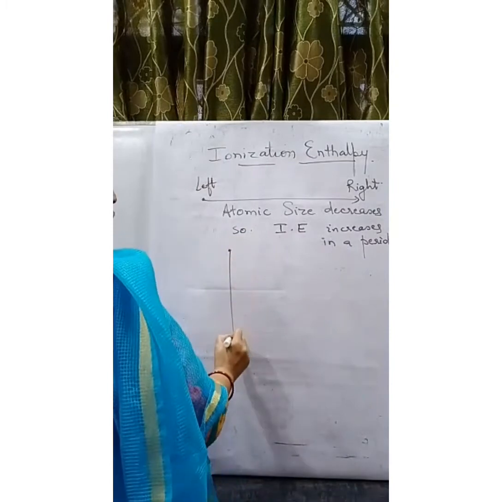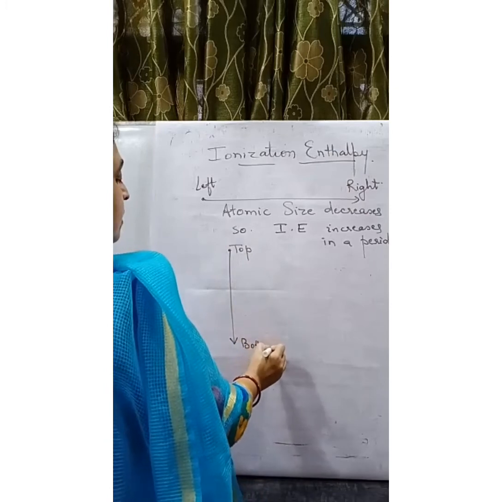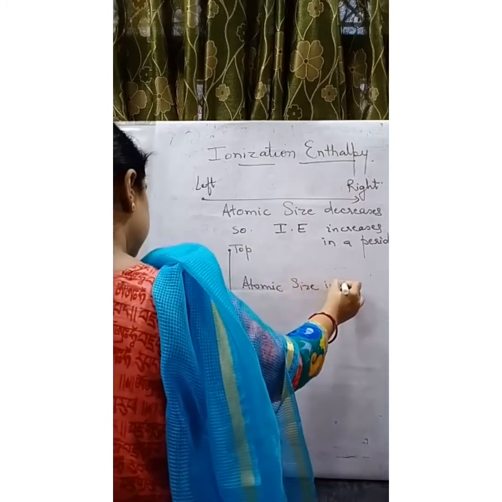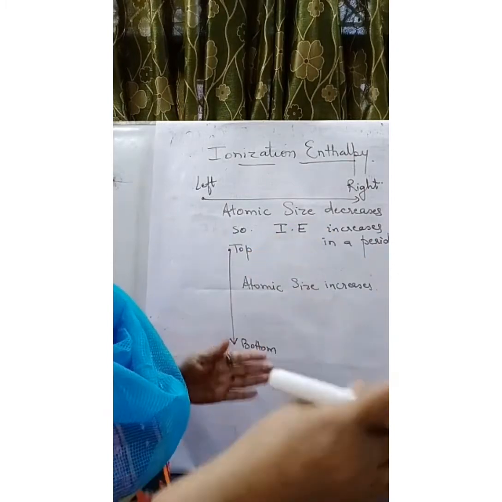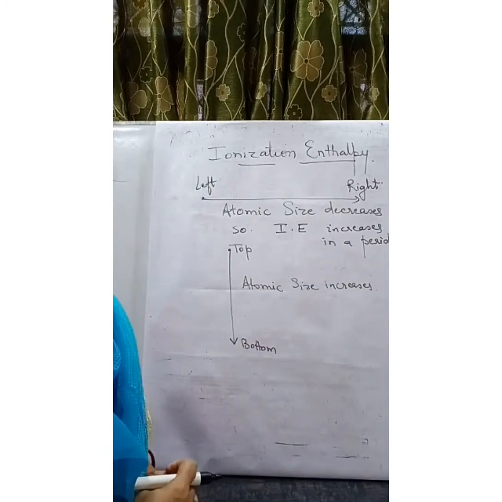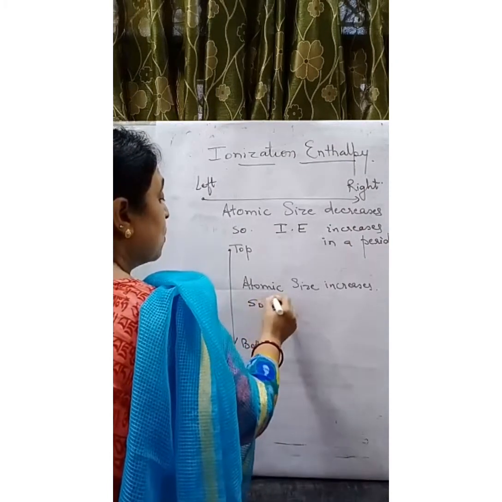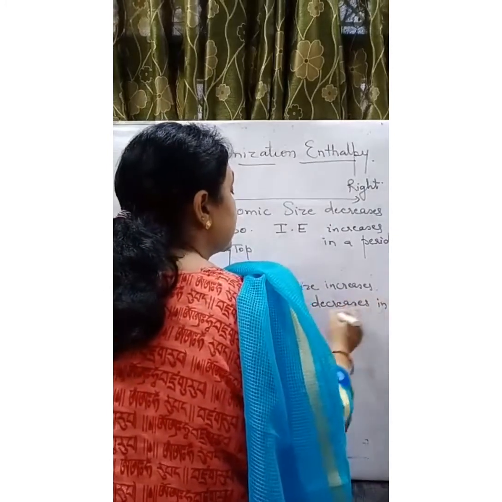If we move from top to bottom in a group, atomic size increases. Why does it increase? Because every time electrons are added into a new shell, the distance between the nucleus and the outermost shell increases. In such a case, the nucleus is unable to attract the electrons. So, it is very easy to remove the electrons and it requires less energy. So, we can say ionization enthalpy decreases in a group.